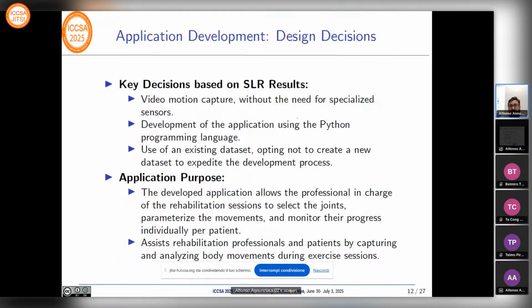Here we have some decisions for our design. So we use video motion capture without the need for specialized sensors. For our application, we developed using RGB cameras. We developed our application using the Python programming language. Our application uses our own dataset, called Rebase, the rehabilitation database. And the application's purpose was to chart the rehabilitation sessions, to select some joints and parameterize some movements, and monitor their progress individually per patient.